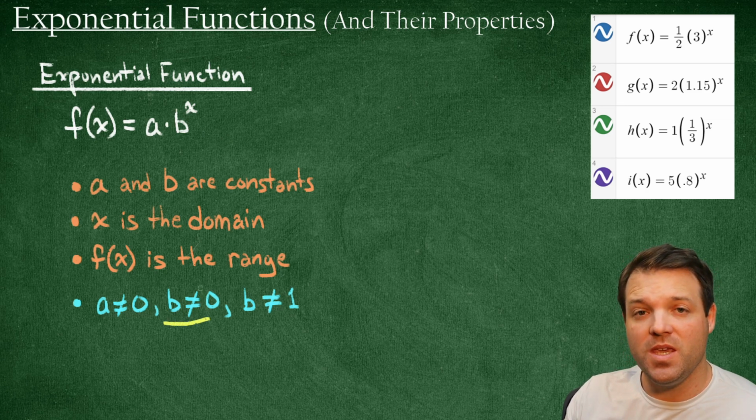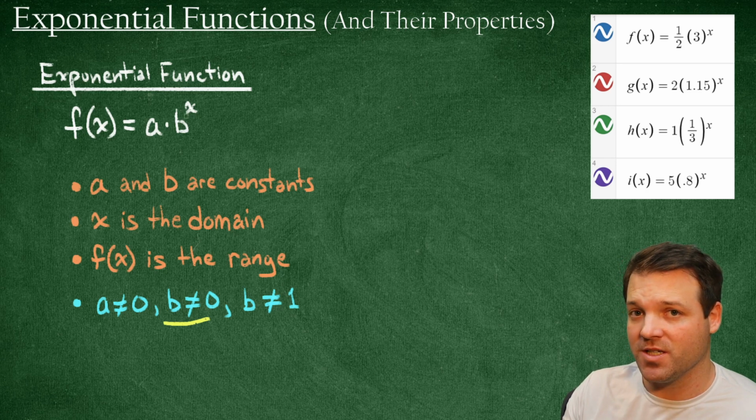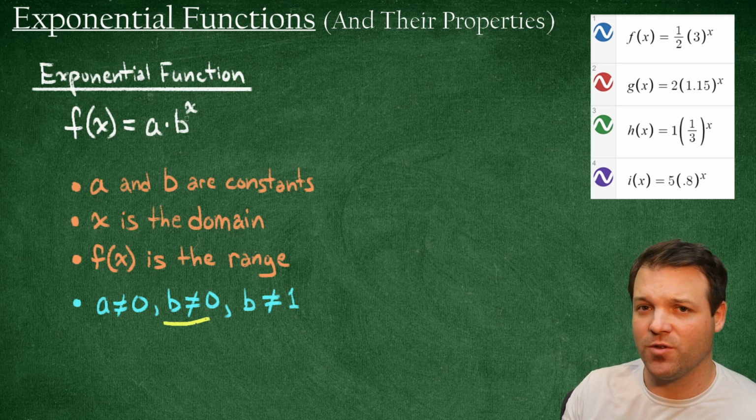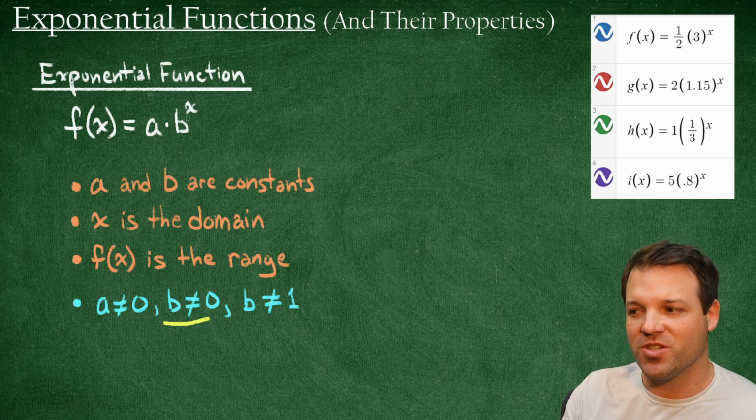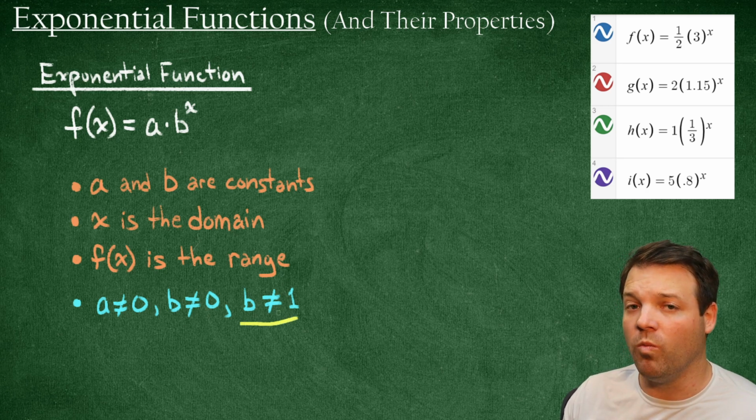Also, b cannot be 0. And why is that the case? Well, if the base were 0, it would be 0 to the power of whatever. It doesn't matter what x it is. 0 to the first power is 0. 0 to the 100th power is still 0. So you'd still end up with just 0, which would again wipe out the entire exponential, just leaving it with a constant. And then finally, b can also not be 1.